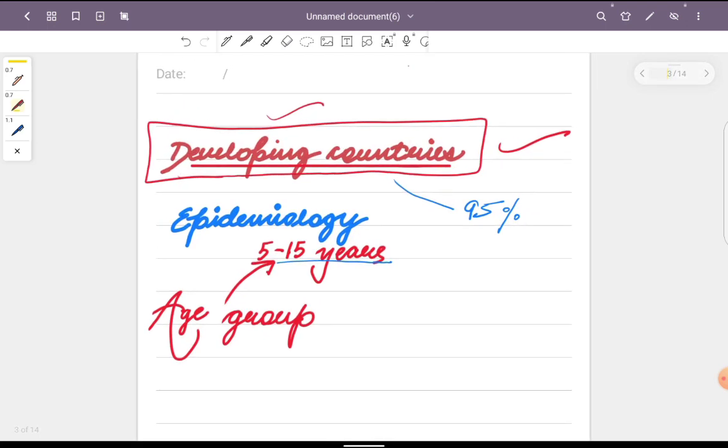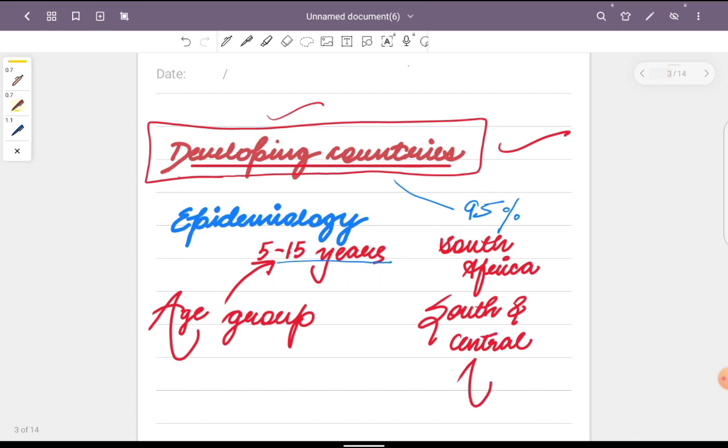Now talking about the global consideration of this disease, the burden of disease is found more in the developing countries. 95% of the rheumatic heart disease is found in developing countries. It is found mostly in South Africa, South and Central Asia. So the burden of disease is more in developing countries. Talking about the age group, 5 to 15 years children are more affected by rheumatic heart disease.